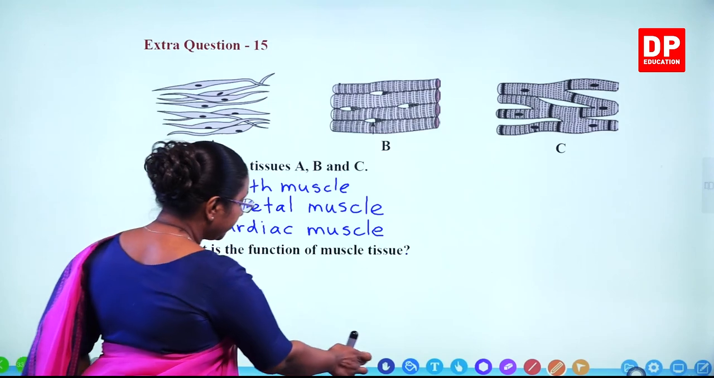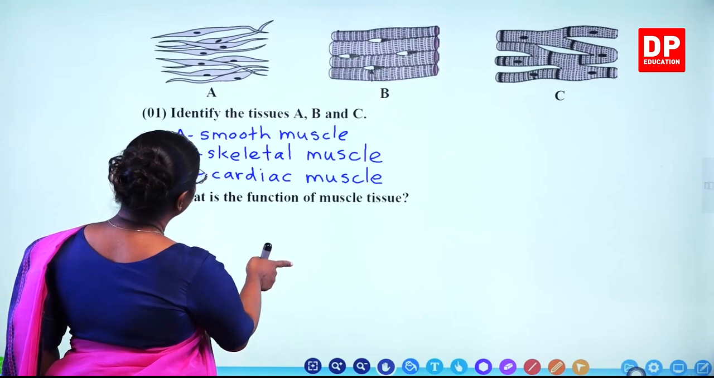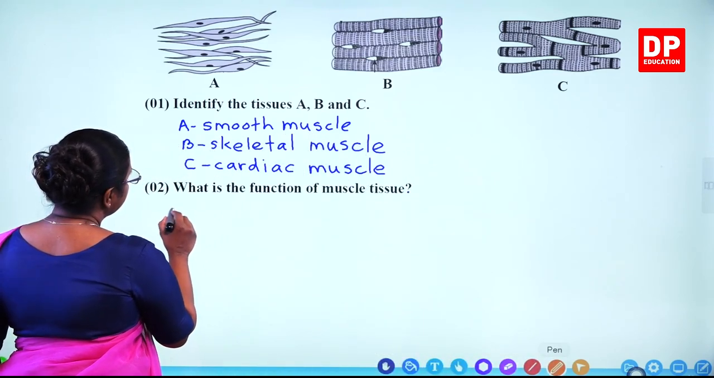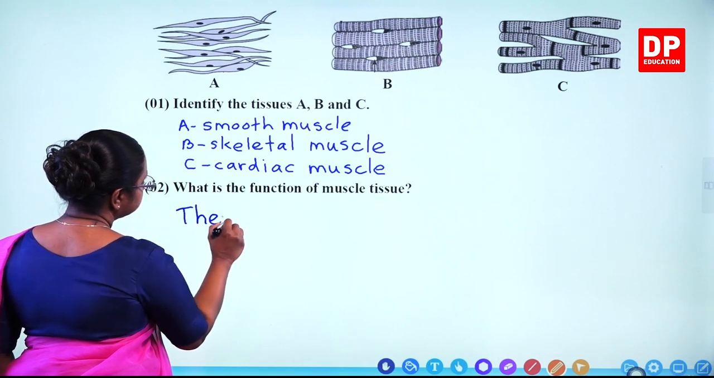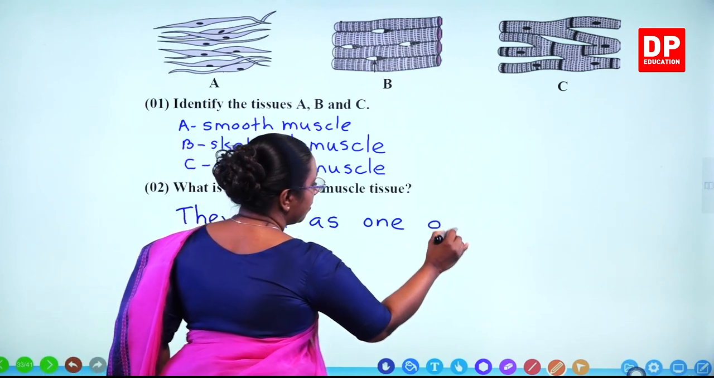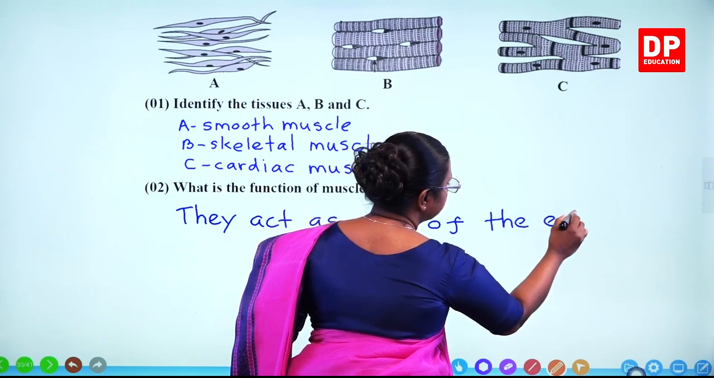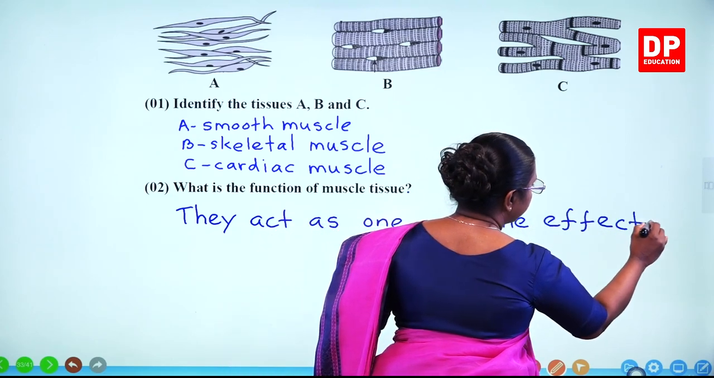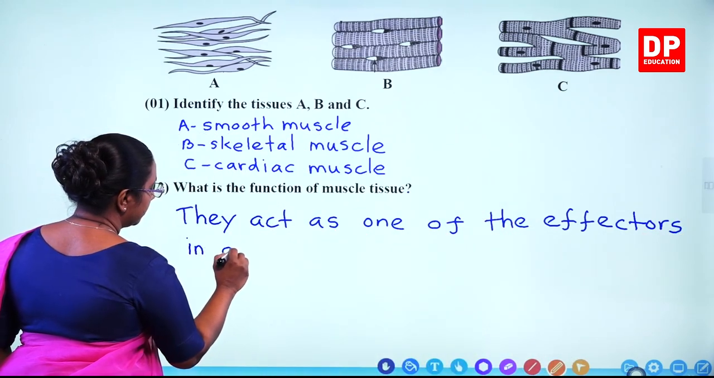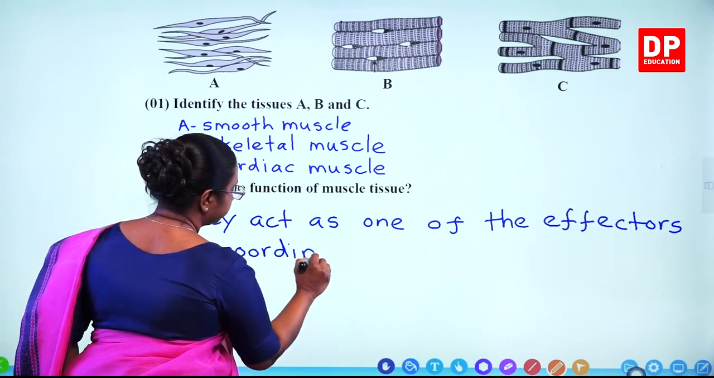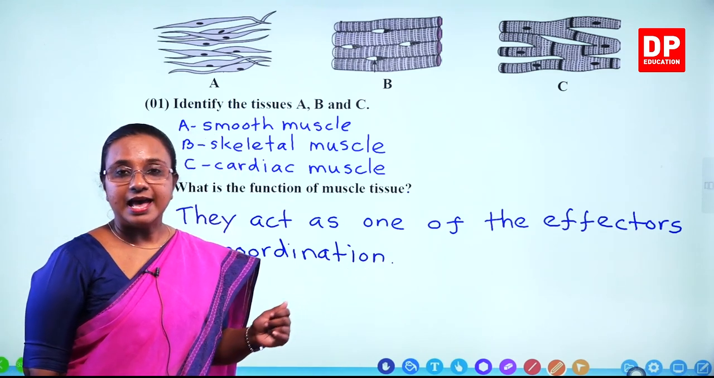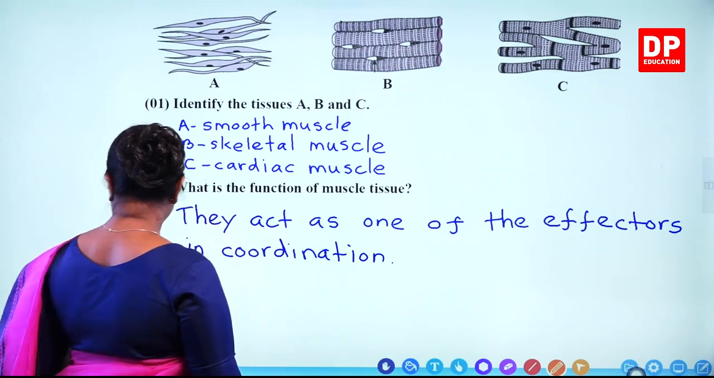So here, if I answer this question, what is the function of muscle tissues? We can say they act as one of the effectors in coordination. With that, I will move on to the next question.